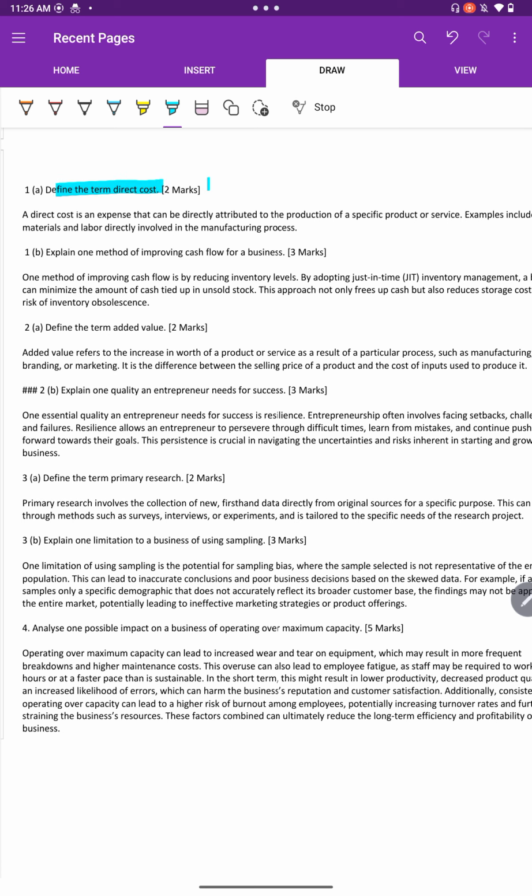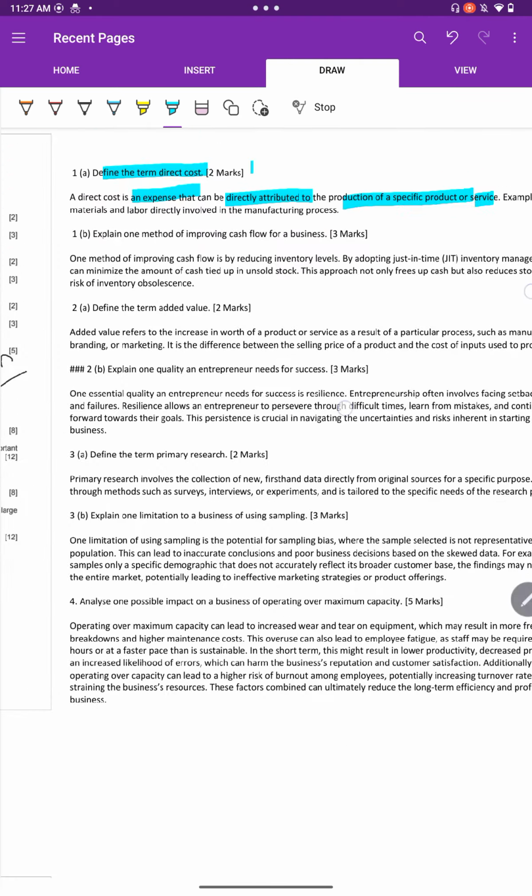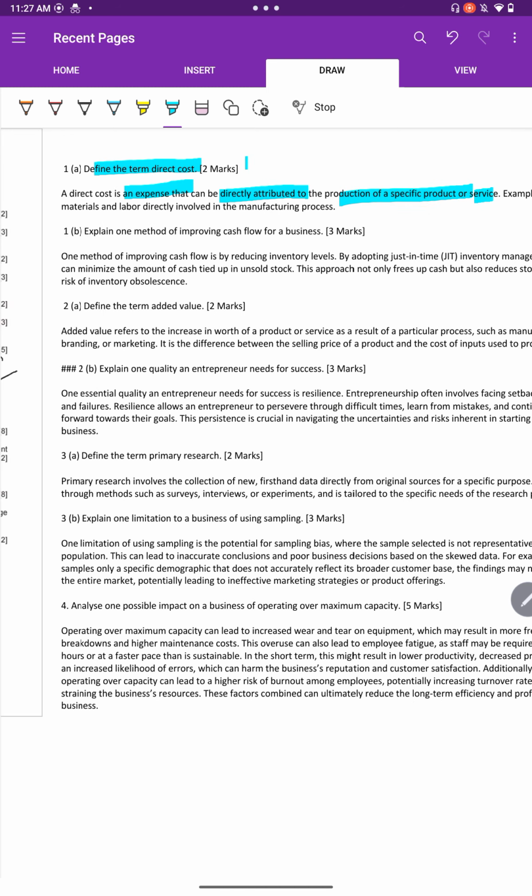So here we just need to define the direct cost term. There is no need to write any example, but if you write the example, it will not cause any negative marking. You will get your 2 marks. So direct cost is an expense that can be directly attributed to the production of a specific product or service. For example, it includes raw materials and labor directly involved in the manufacturing process. So this would be the part of our direct cost.